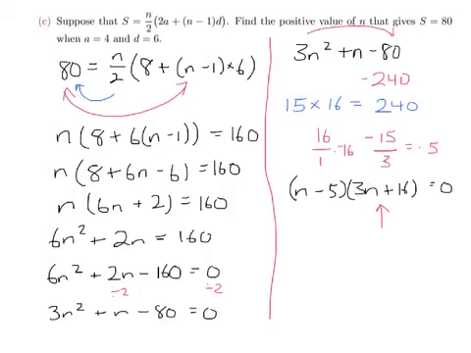So this can't be positive. Only the n minus 5 can be positive and give 0. So therefore, n has to equal 5. Otherwise we'd have n equal to minus 16 on the 3 if we just solve that, and that's not positive. Now, if you want, we can substitute it back in, but I'll leave that one as an exercise.